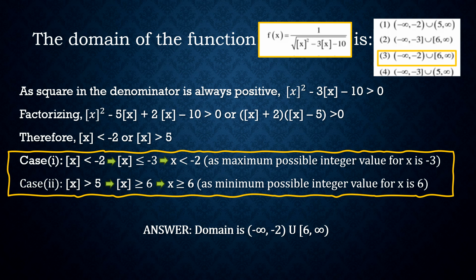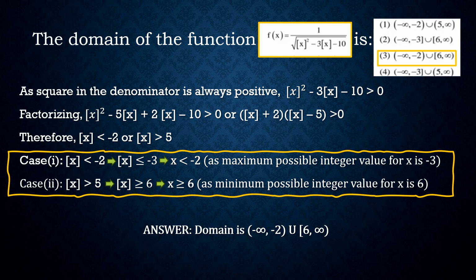Now the first case is [x] less than −2. That means the greatest integer function value should be less than −2. So which is the next integer value less than −2? It is −3. Now if your [x] should be less than or equal to −3, what values can your x take? X should be less than −2. Maximum possible integer value is −3. So your x value can be anything which is less than −2. Even if you have x as −2.5, the [x] value will be −3. So this is the trick, or this is the rule.